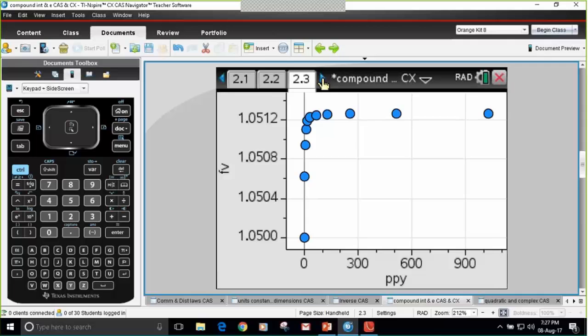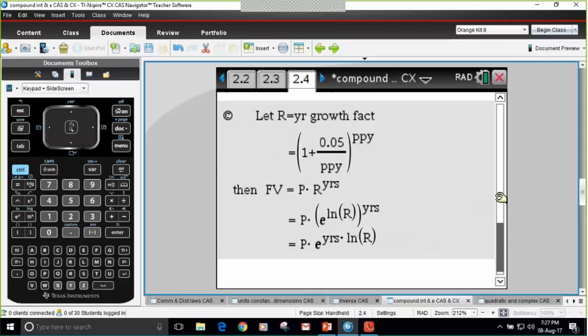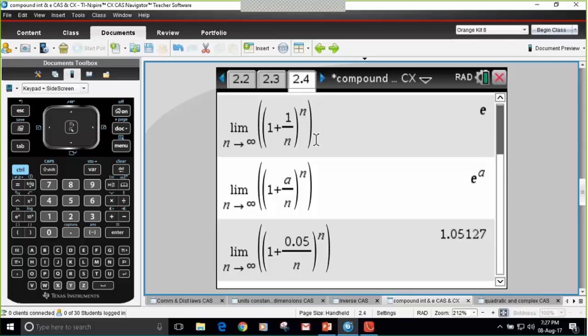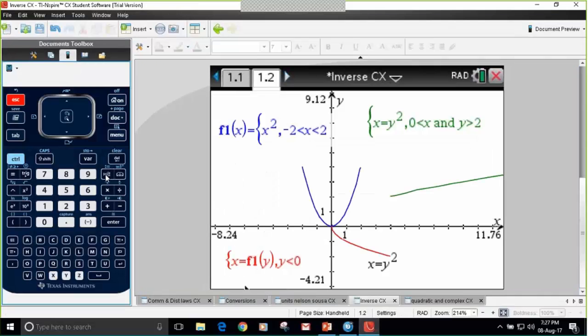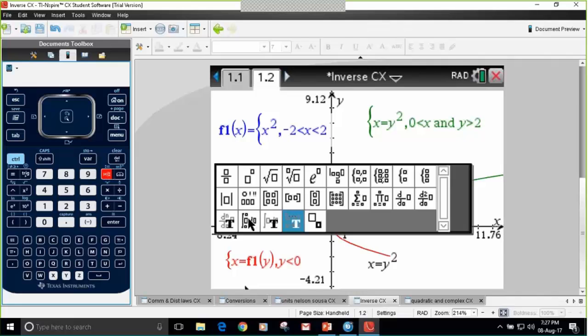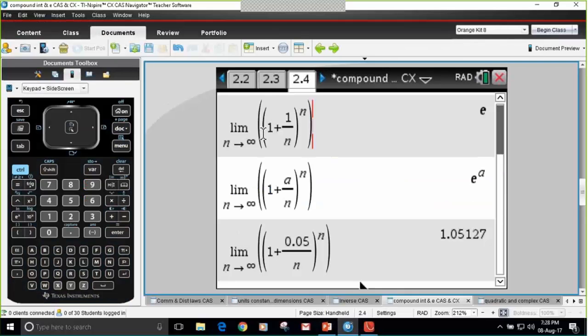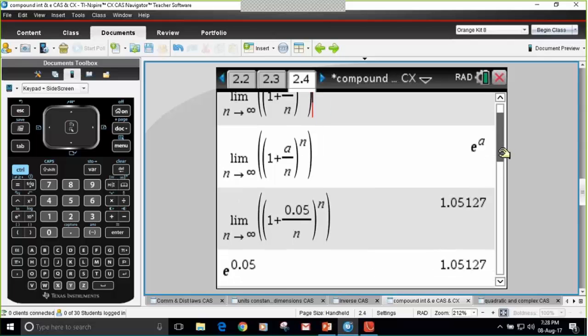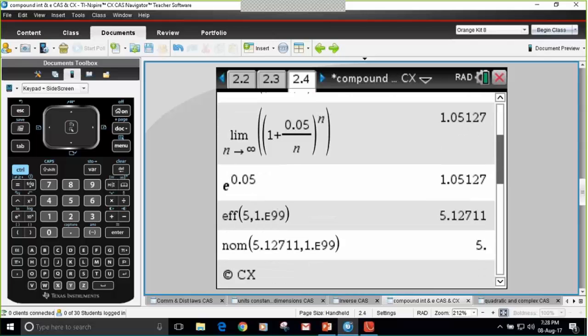of payments per year. When we go into looking at the CAS calculator, you can use this functionality. That doesn't exist on the CX. If we go to the CX, you can see that that's blanked out. So you can't do that on the CX. But on the CAS, you can look at that. We all know that, of course. Might not be aware of that. As you change the 1 to an A, it becomes in the limit e to the A.